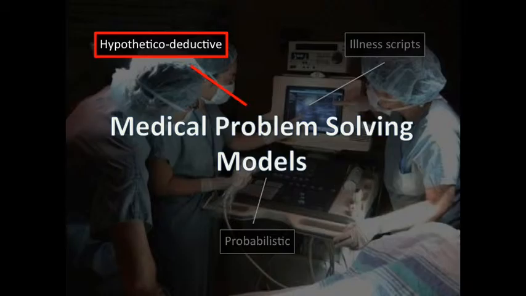The hypothetico-deductive model is a sequential, step-by-step process that involves acquiring data by search and scan, followed by interpretation of data, further hypothesis generation, and evaluation.